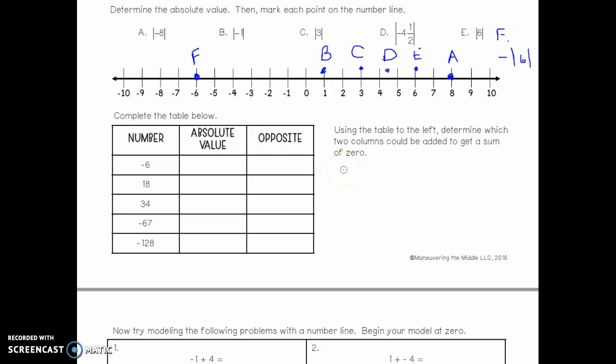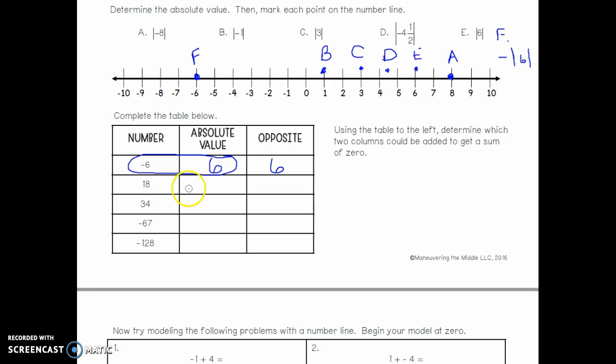Okay, now it says complete the table below. Using the table to the left, determine which two columns could be added to get the sum of 0. If I have the number negative 6, what's its absolute value? Its absolute value is positive 6. Well, in this case, what's the opposite of negative 6? It's also positive 6. Now, if I added 6 and 6, I would not get 0. But if I took this number and added its absolute value, I certainly would.